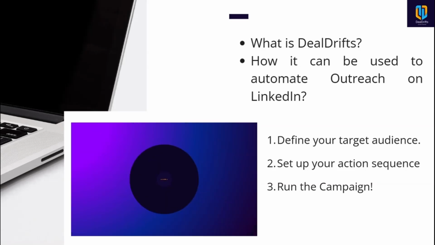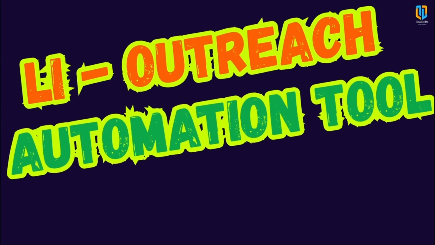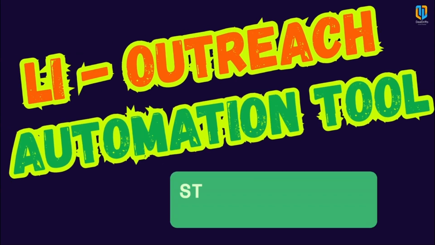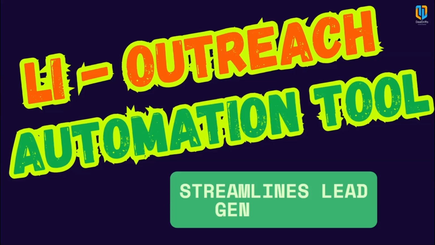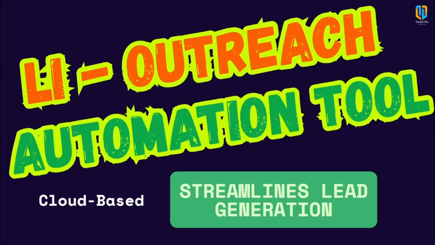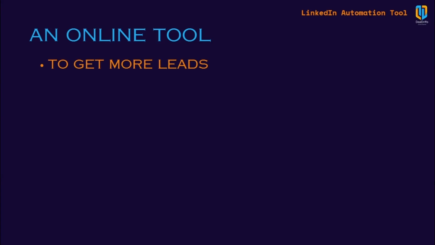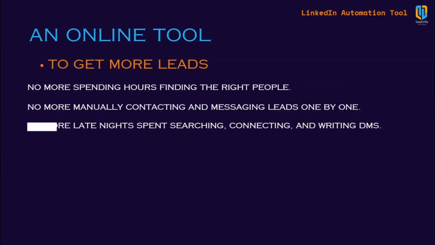So what is Deal Drifts? It is a LinkedIn outreach automation tool that streamlines lead generation. There is no installation required as it is hosted in the cloud and is accessible using a web browser. That definition might be a lot to take in. So, in simple terms, it is an online tool that helps sales teams get more leads without spending hours finding out the right people, contacting them, and messaging people one by one. It automates the boring and repetitive parts of lead generation.